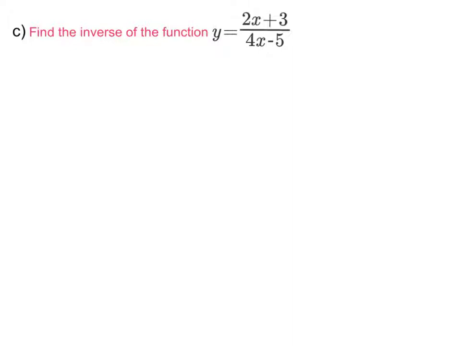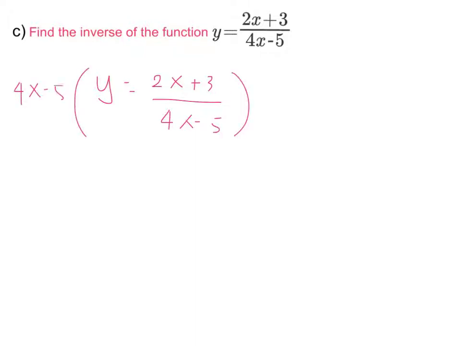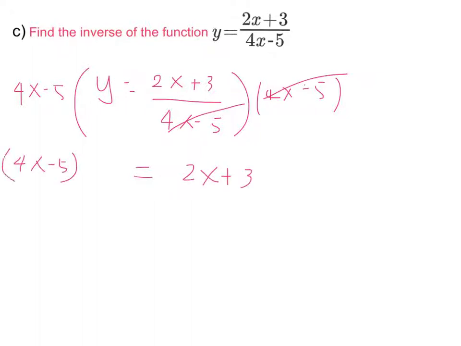So how do we find the inverse of the function y equals 2x plus 3 over 4x minus 5? You multiply each side by 4x minus 5. Okay, let's try that. So y is equal to 2x plus 3 over 4x minus 5. We multiply both sides by 4x minus 5. What will happen to the right side? The right side will just be 2x plus 3. So this will cancel. So this is 2x plus 3, and you have 4x minus 5 multiplied to the y.